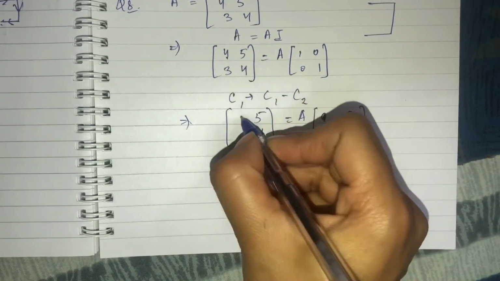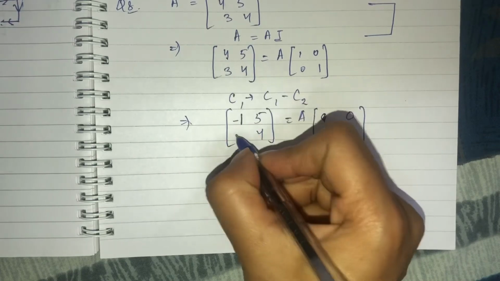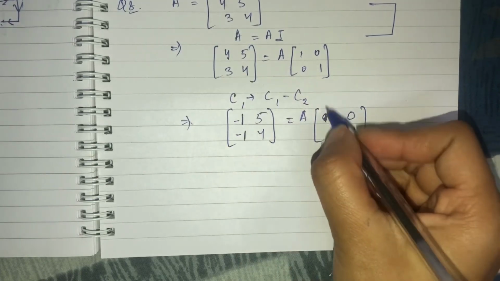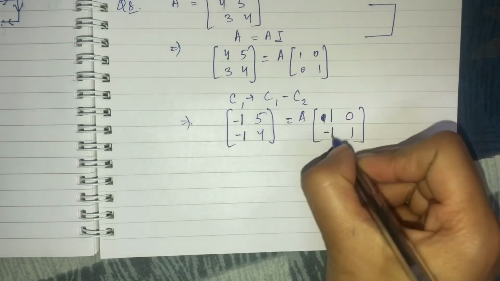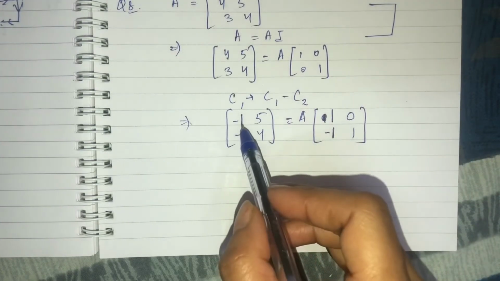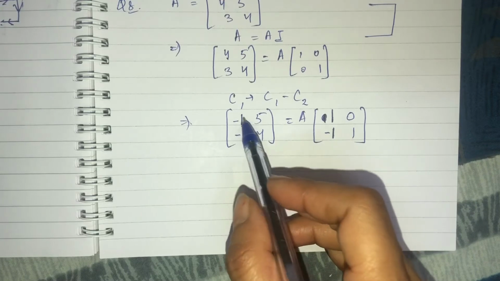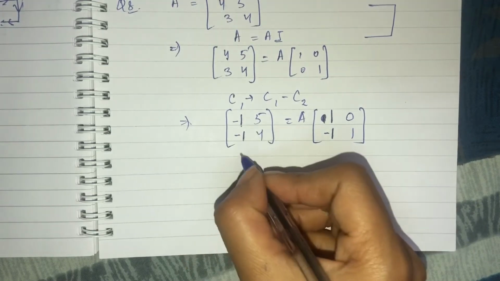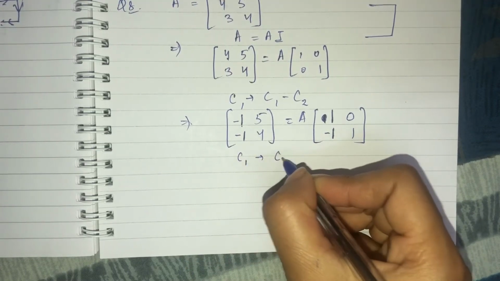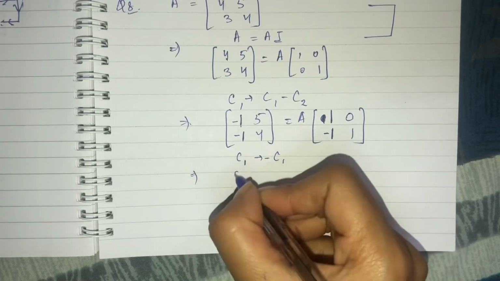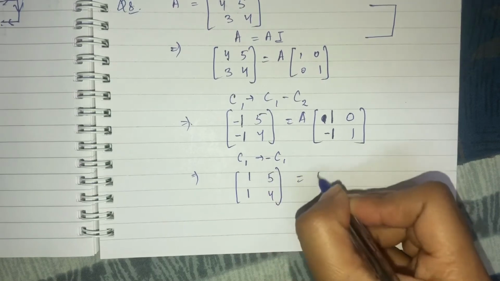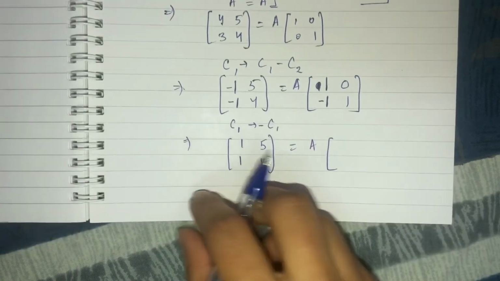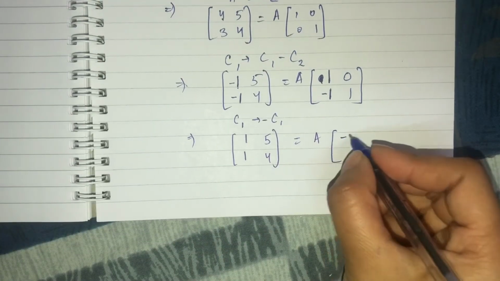Now C1 minus C2, this will be minus 1. 3 minus 4 is minus 1. Yes. 1 minus 0, 1 only. 0 minus 1, minus 1. So here I have minus 1, which I want to be 1. So I will do C1 को मैं change कर रही हूँ into minus C1. ठीक है. C1 को change किया into minus C1.